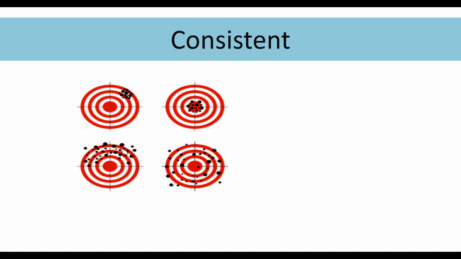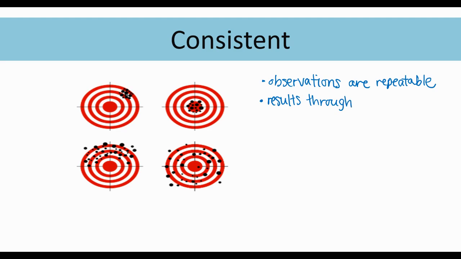Okay, so when we say that something is consistent, that means that the observations are repeatable. So we can repeat our observations. Whenever we do the experiment, we get approximately the same result. We get similar results. So the results through hopefully controlled experimentation, which we will talk about further later on, the results through controlled experimentation are approximately the same. I'm going to abbreviate approximately.